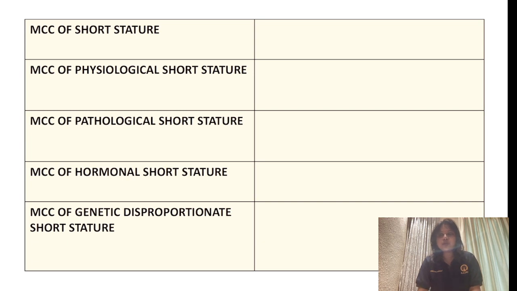The first thing we are going to read is about short stature. So what is the most common cause of short stature? The most common cause of short stature is physiological. And the most common cause of physiological short stature is constitutional delay in growth and puberty.